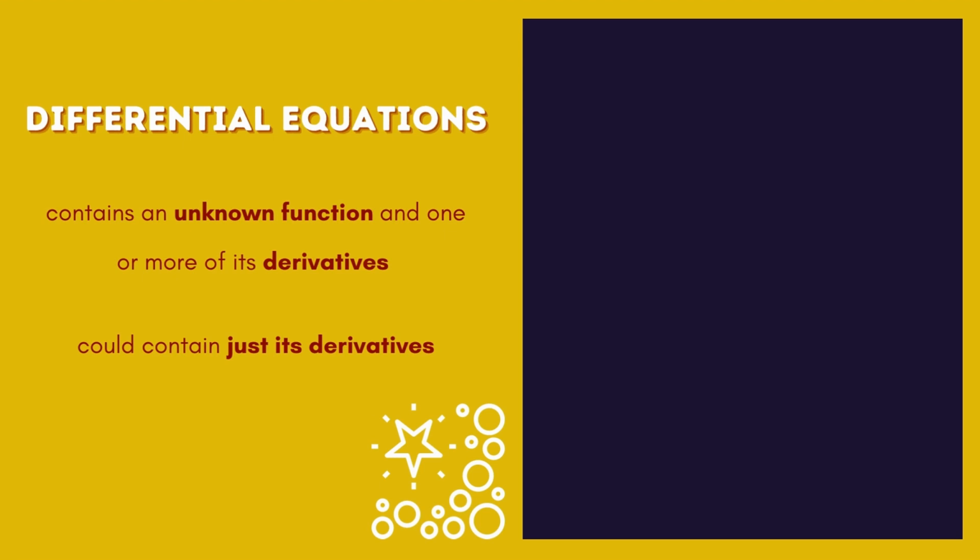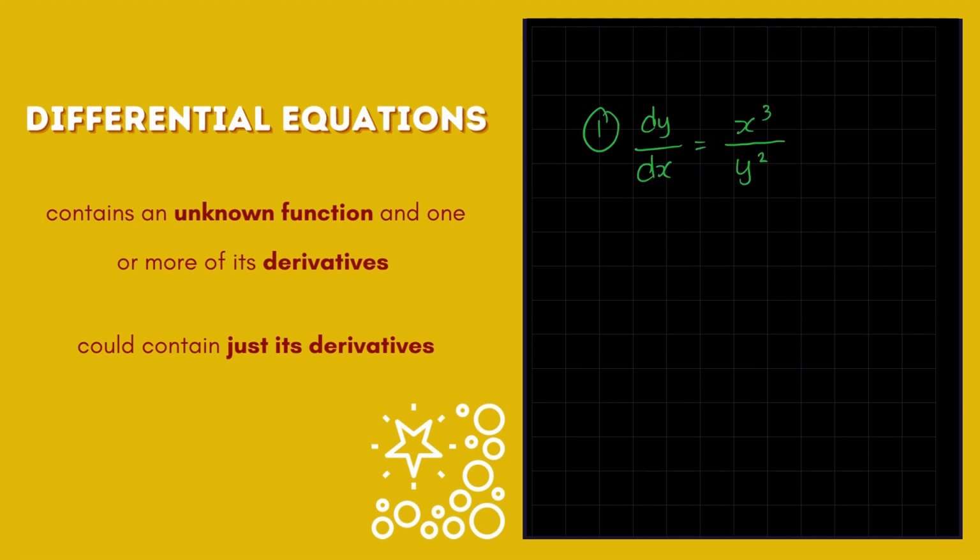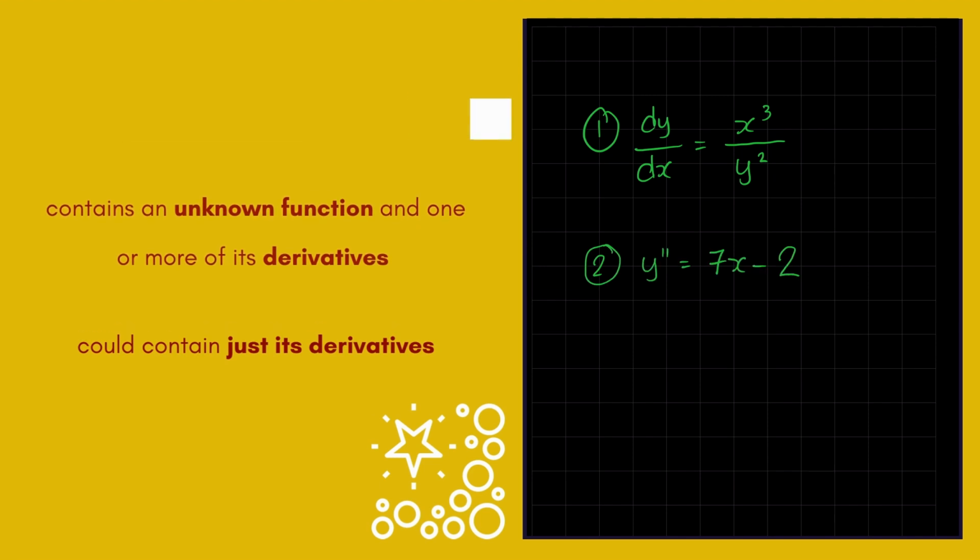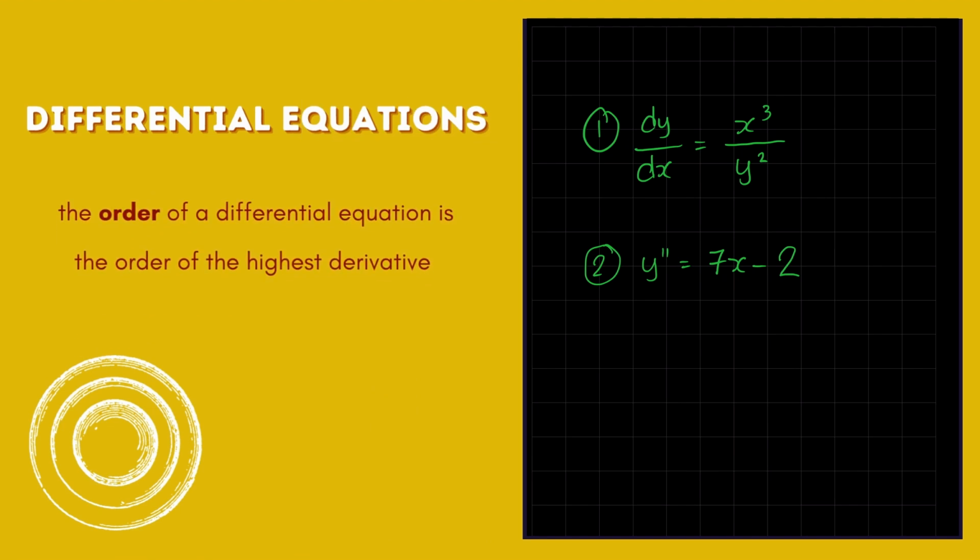So an example of a differential equation would be this one, dy over dx is equal to x cubed over y squared. And another example will be y double prime is equal to 7x minus 2. Ang order ng isang differential equation ay yung order ng highest derivative sa kanya. So in our first example, ang order niya ay 1 or first order differential equation siya. Yung second example natin, yung y double prime equals 7x minus 2, this is a second order differential equation or meron siyang order 2 kasi hanggang second derivative yung meron tayo sa equation.